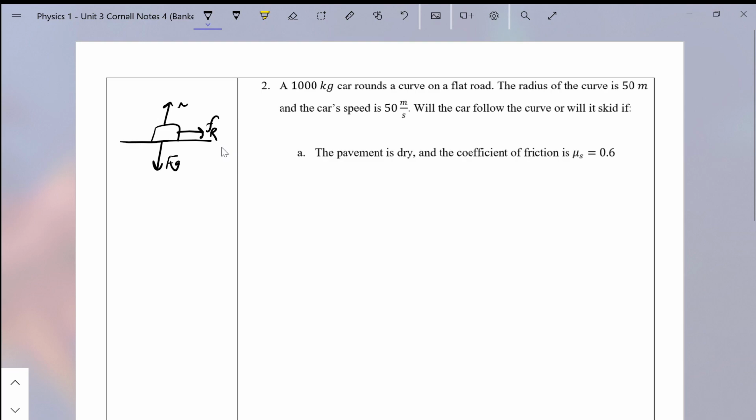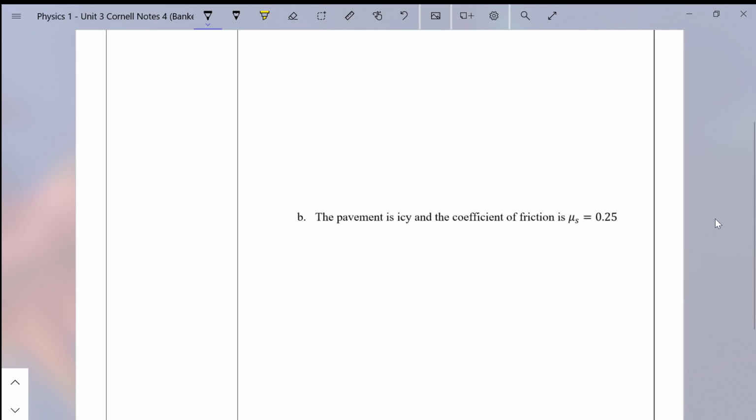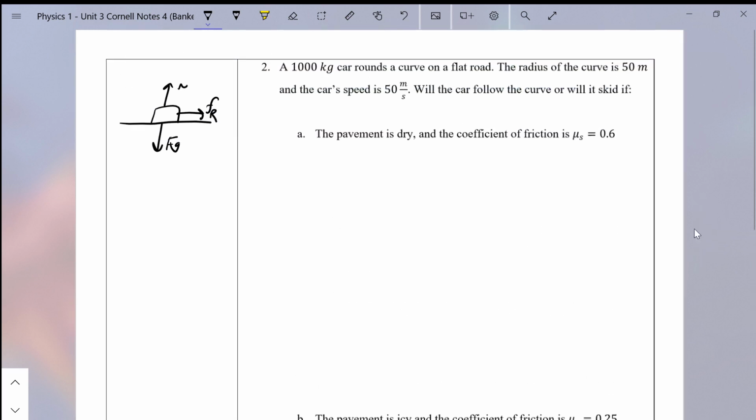So if we want to do a problem with this, we can try this one here. This is a 1,000 kilogram car that takes a curve on a flat road, so not banked, and the radius of the curve is 50 meters, and the car's speed is 50 meters per second. Will the car follow the curve, or will it skid? If A, the pavement is dry and the coefficient of friction is 0.6, or B, the pavement is icy and the coefficient of friction is 0.2.